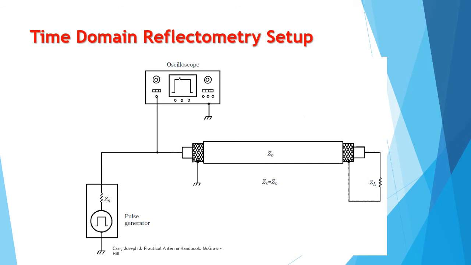Now, we have to ensure that the source impedance and the transmission line impedance, or the characteristic impedance of the transmission line, is equal. And the only discontinuity that we'll be measuring is the discontinuity in the transmission line or in the load.